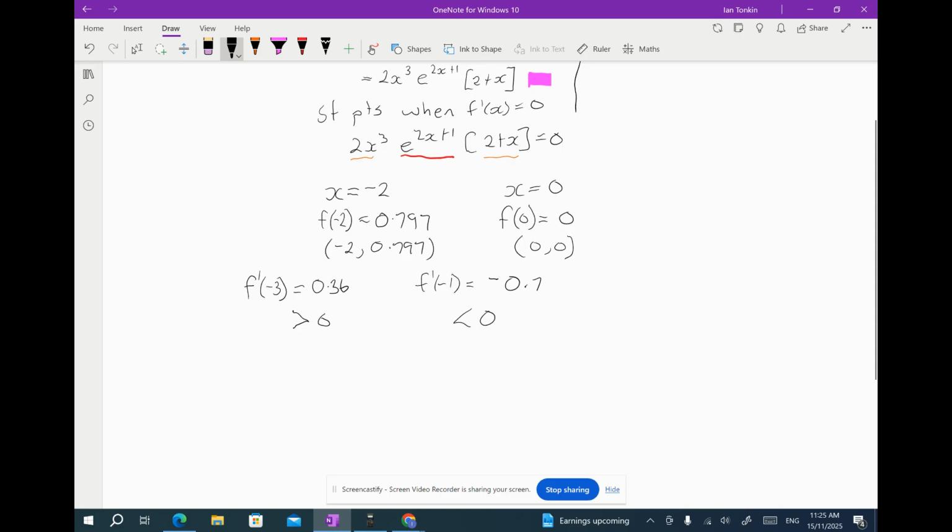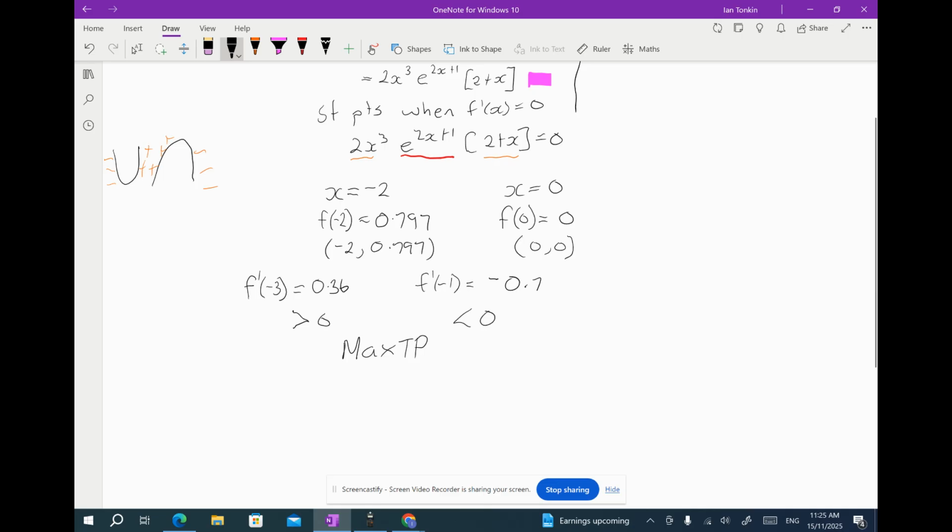And remember, you should know that negative, negative, negative, negative, positive, positive, positive, positive, positive, negative, negative, negative. So this one, it's gone from positive to negative, so it's a max turning point at negative 2, 0.79.